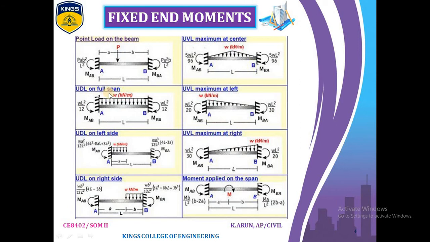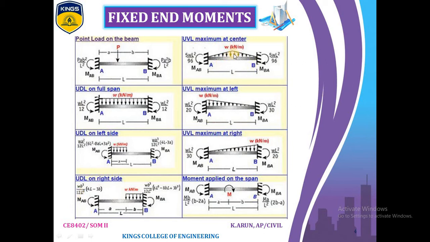And for UDL, we can see here three formulas are there. If the UDL is acting throughout the beam, then both the moments at AB and BA are equal, that is WL square by 12. And if the UDL is acting on the left extreme side of the beam, then moment at AB will be equal to WA square by 12L square into 6L square minus 8AL plus 3A square. And moment at BA will be WA cube by 12L square into 4L minus 3A. Similarly, for the UDL acting on the right side, we have fixed end moment formulas.